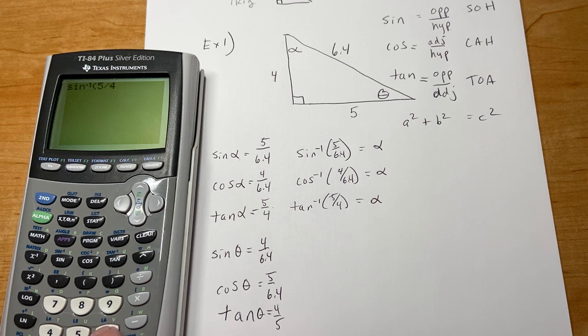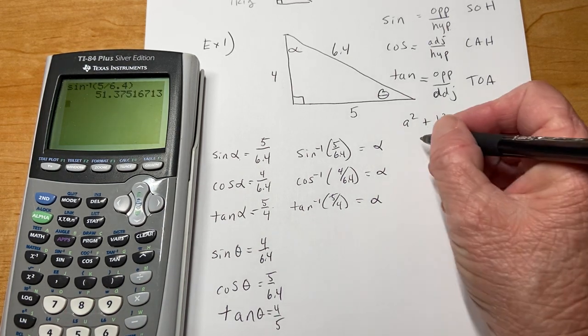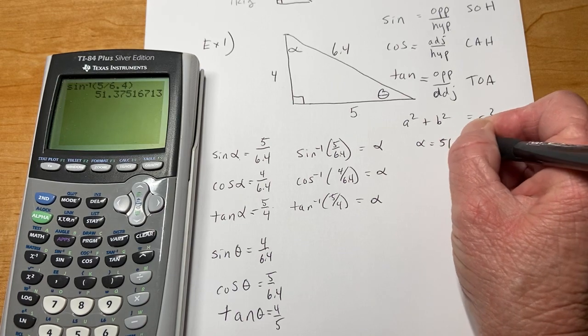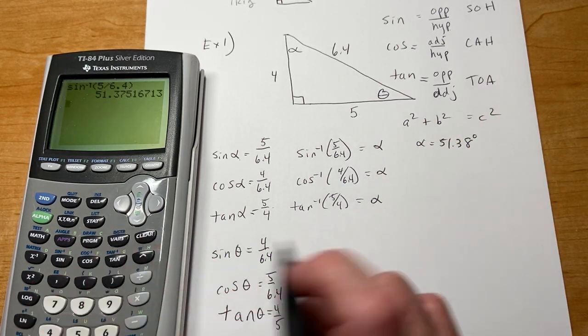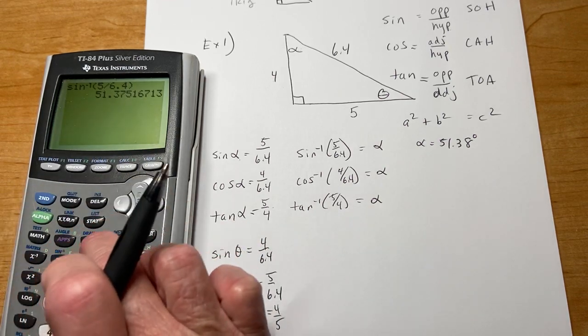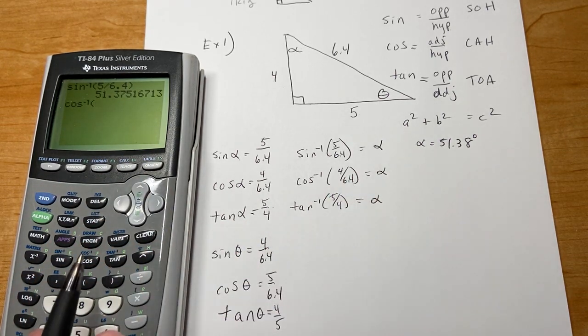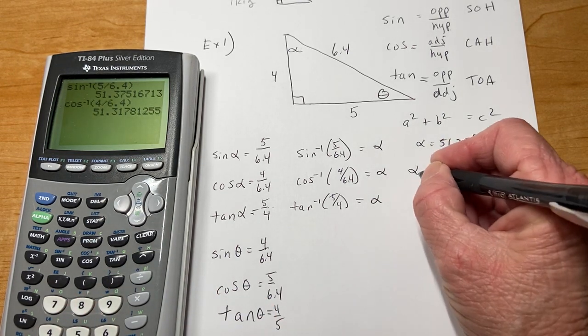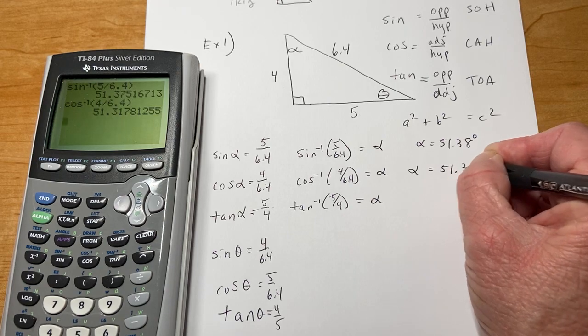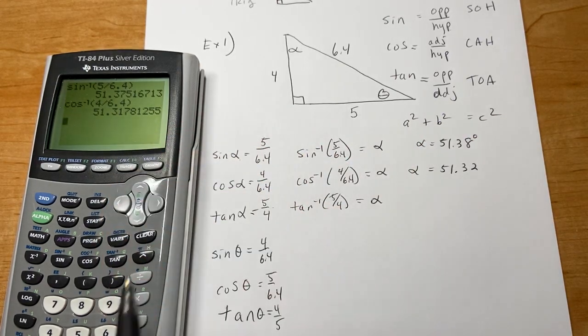Divided by 6.4. There we go. Now I know that alpha is 51.3. We're going to go 2 decimals now, degrees. So let's do this one. Second cos, and I'm going to put 4 divided by 6.4. I'm going to get alpha is 51.32 because that 7 is going to round.